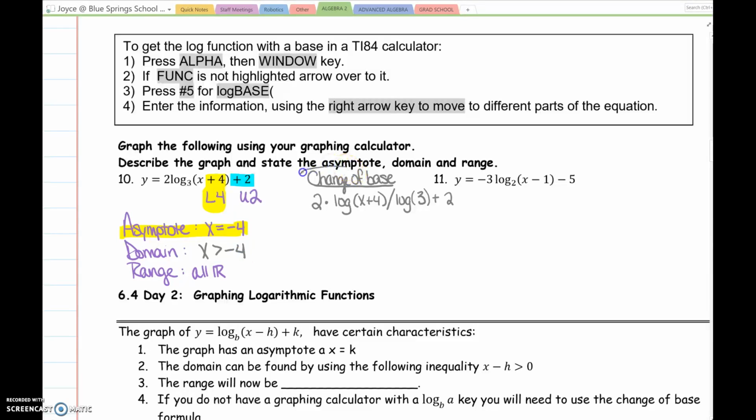If you have an older calculator, this is how you would have to type it in. If you have an older calculator that doesn't have the alpha window feature, just come see me sometime with your calculator and I will help you learn your calculator. I would like you to try number 11 on your own.